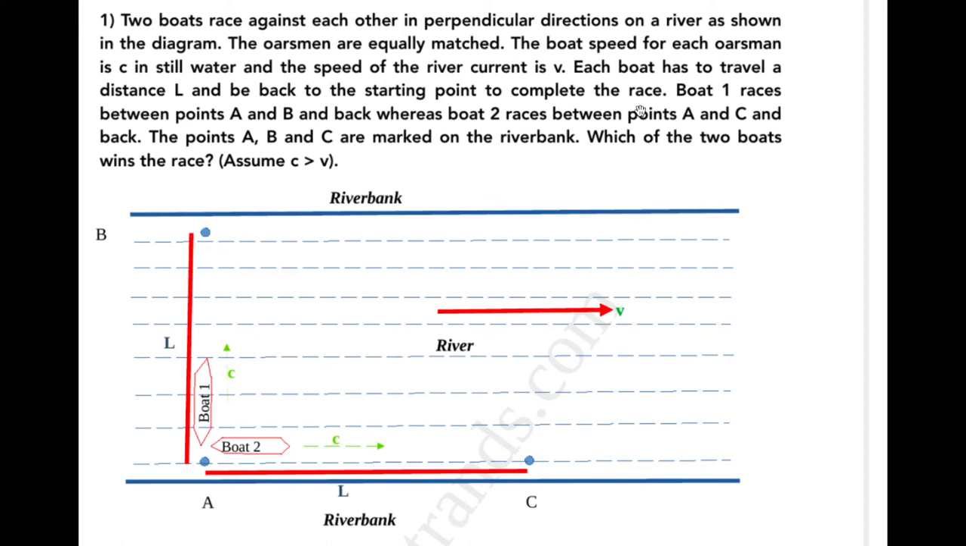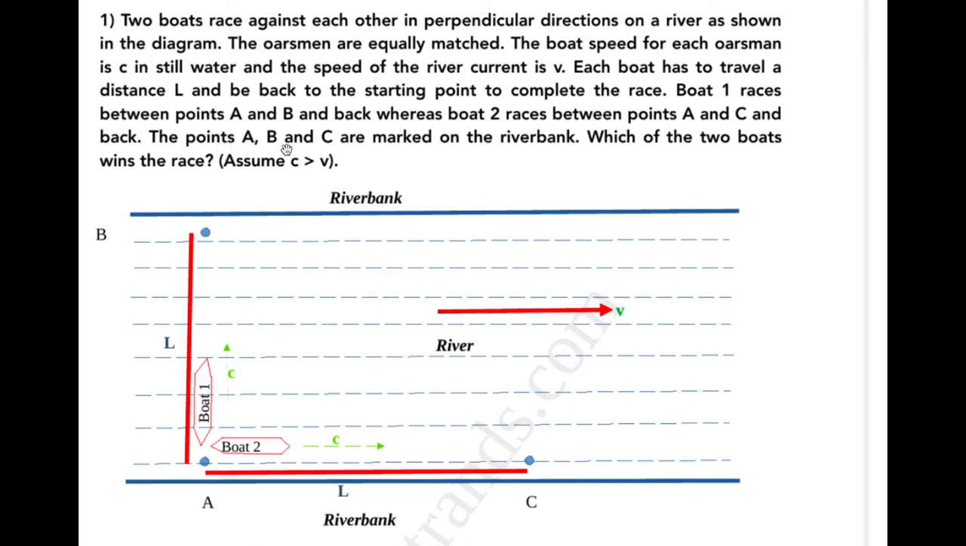So the boat speed for each oarsman is c in still water, and the speed of the river current is small v. The oarsmen are of course equally matched, that's mentioned in this question. Each boat has to travel a distance L and be back at the starting point to complete the race. Boat 1 races between points A and B and back, whereas boat 2 races between points A and C and back. So that completes the race if the boats reach the initial starting point A.